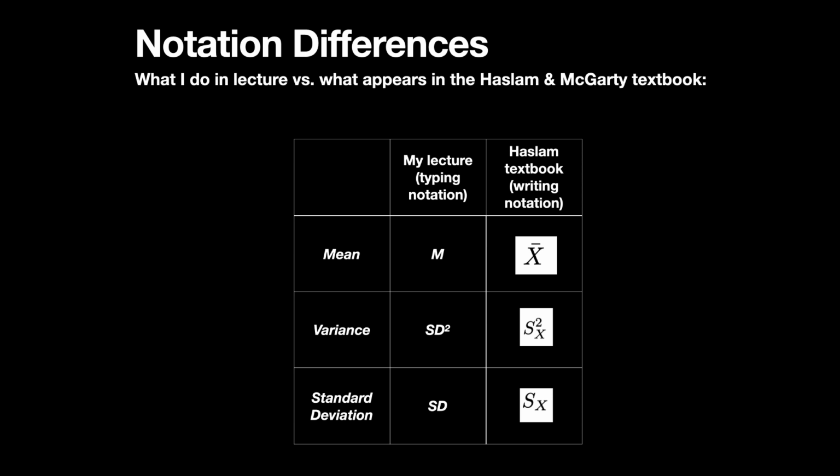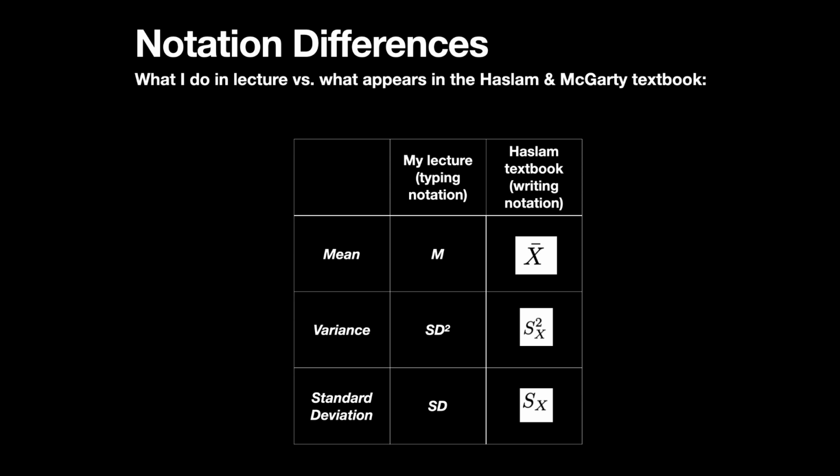Now in the Haslam textbook, over on the right column, you can see the same exact concepts, the mean, the variance, and standard deviation, in different notation. In the Haslam book, a mean is denoted by an X with a bar over it. For variance, we use a superscript 2 and a subscript X. And for the standard deviation, it's just an S with a subscript X.